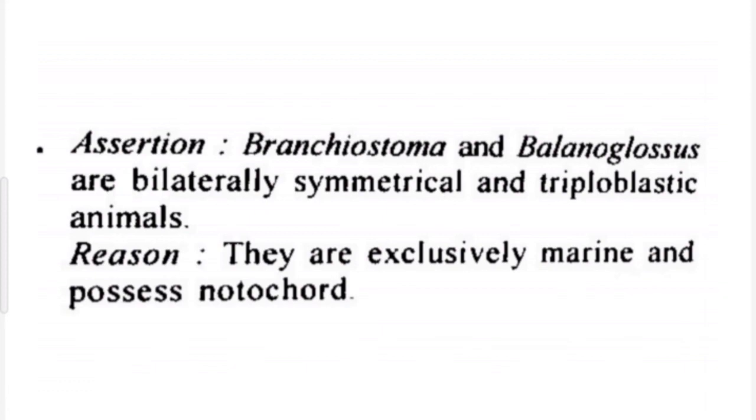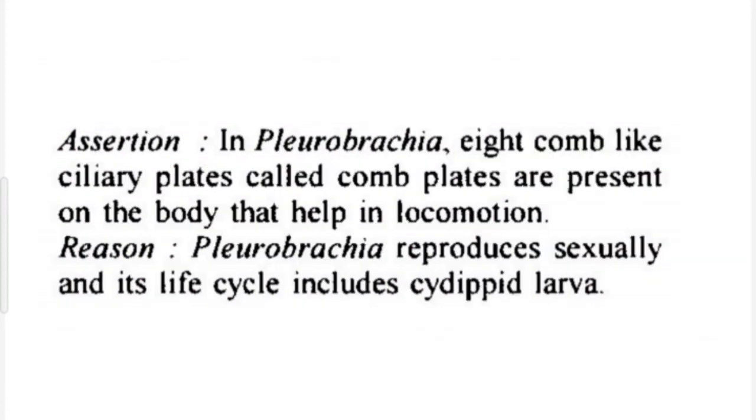that persists throughout life. Assertion: In Pleurobrachia, 8 complex ciliary plates called comb plates are present on the body that help in locomotion. Reason: Pleurobrachia reproduce sexually and its life cycle includes diploid larvae. Right answer is option B, if both assertion and reason are true and reason is not the correct explanation of assertion. That is, ctenophores are characterized by 8 rows of cilia that are used for locomotion, and cilia in each row are arranged to form a stack of combs that are called comb plates. So they are named as ctenophores, but the given reason is not the correct explanation for the assertion.